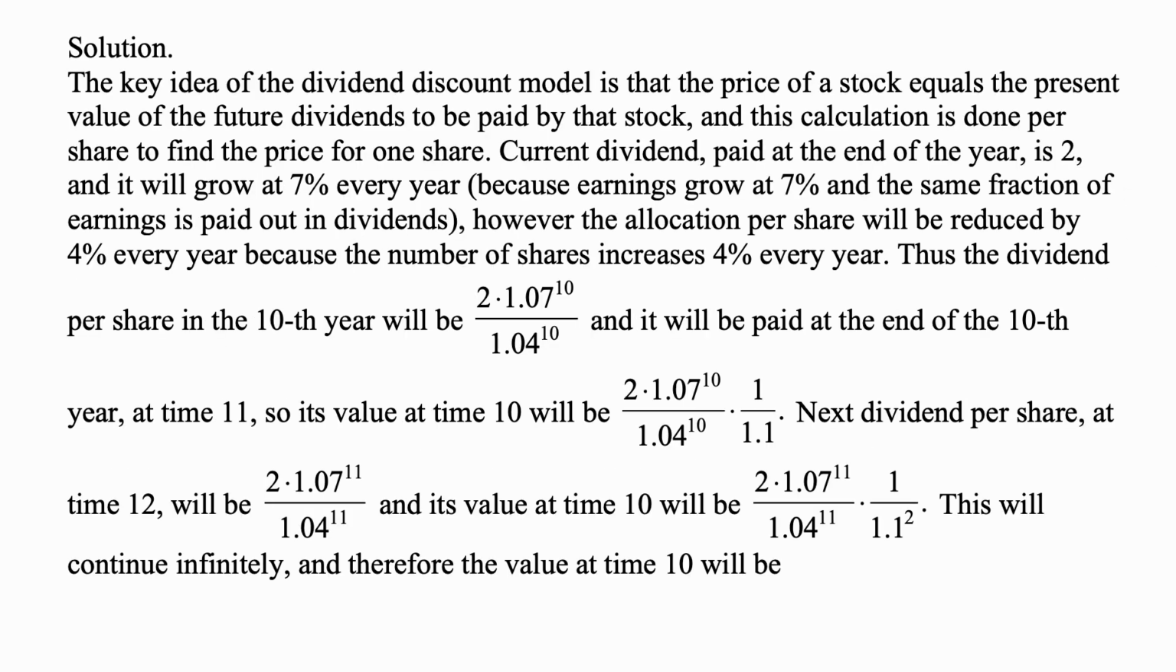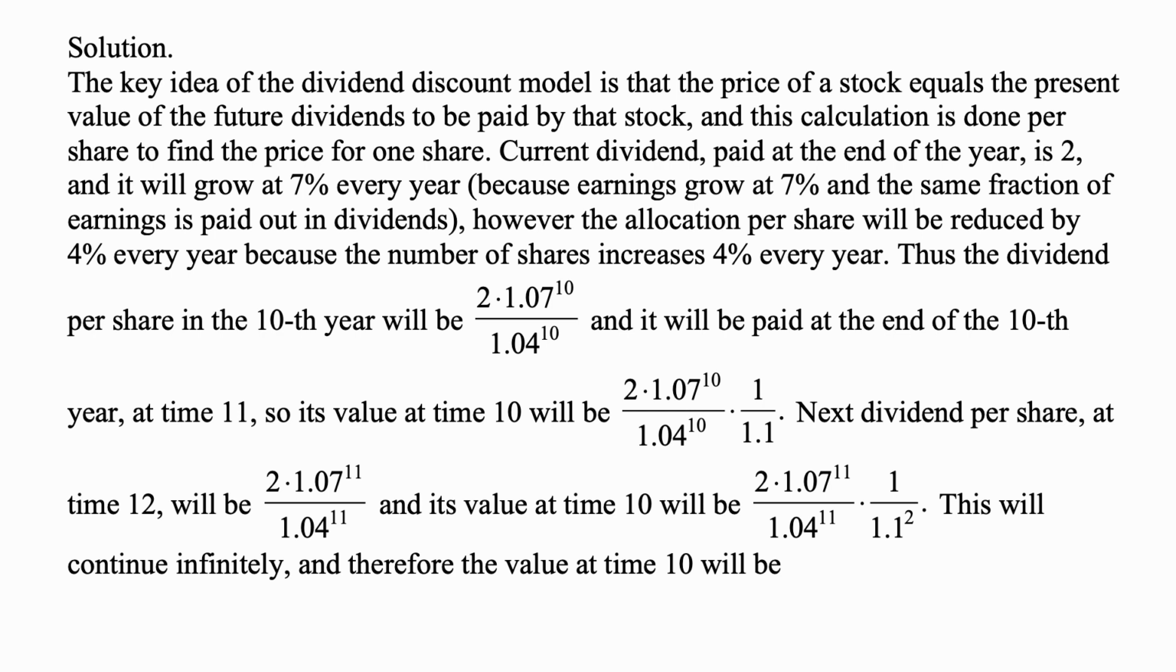And here's the solution. The key idea of the dividend discount model is that the price of a stock equals the present value of the future dividends to be paid by that stock, and this calculation is done per share to find the price for one share. Current dividend paid at the end of the year is 2, and it will grow at 7% every year, because earnings grow at 7%, and the same fraction of earnings is paid out in dividends.